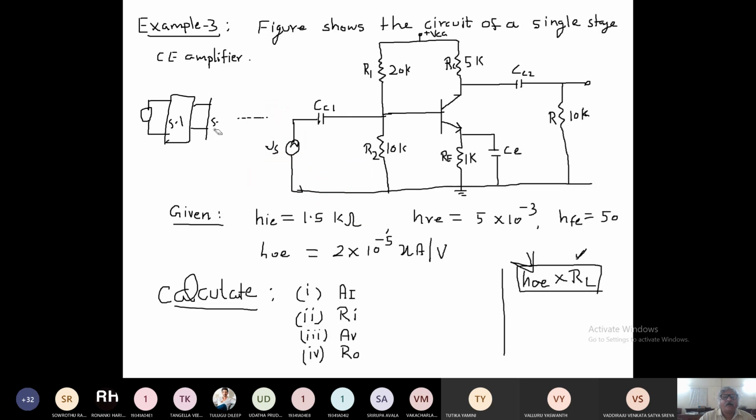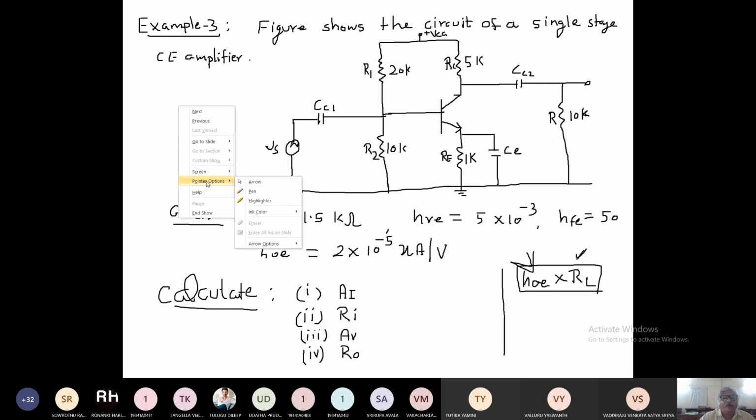Okay. Now for this we have to calculate the current gain, input resistance, voltage gain and output resistance, right? The H parameters are mentioned here. So if you are analyzing this type of circuit using H parameters, this means you are doing the AC analysis. So first you convert this circuit into its AC equivalent circuit. When you are converting to the AC equivalent circuit, you have to remember two things.